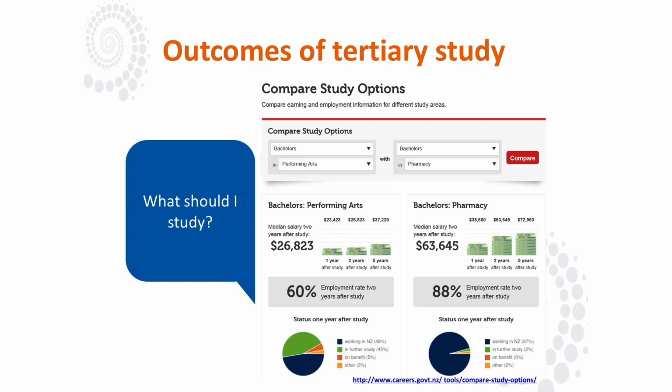So this example, outcomes of tertiary study that Ministry of Education and TEC work on, is probably an oldie but a goodie, I think is the best way to describe it. And this is a really nice example of where your integrated data can be used in real life. They look at the outcomes of tertiary education, and on the Careers New Zealand website there's the ability to compare different degrees and have a look at what you might be earning 1, 2 and 5 years out from study, whether you might be in the country, how likely you are to be employed and things.